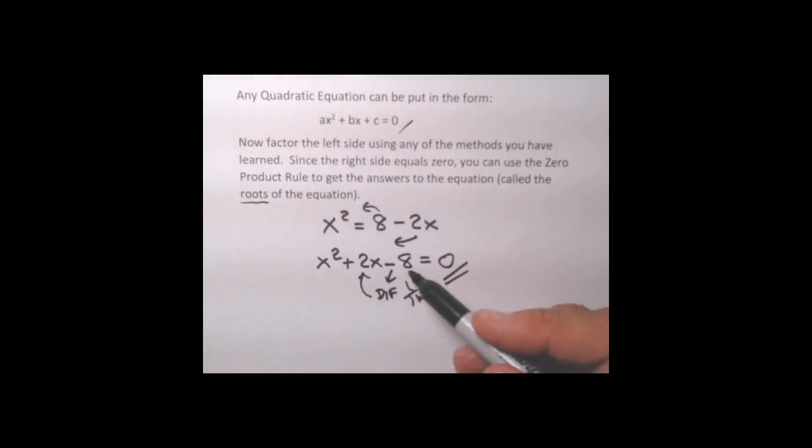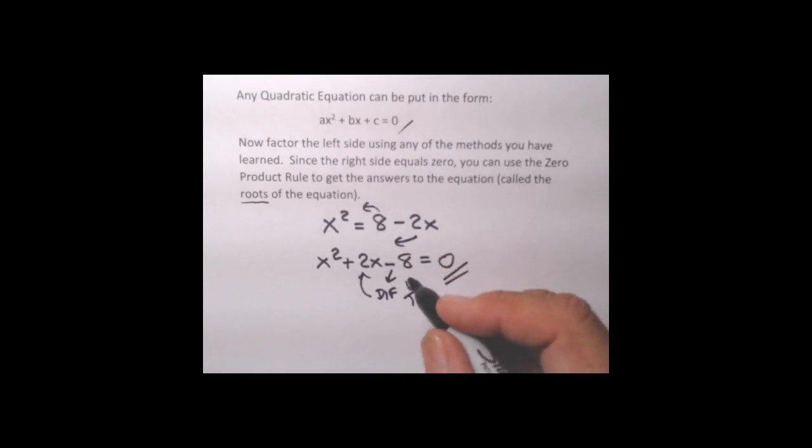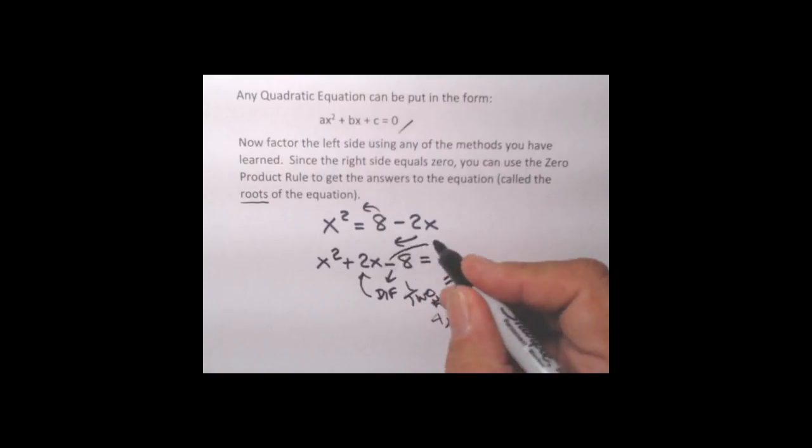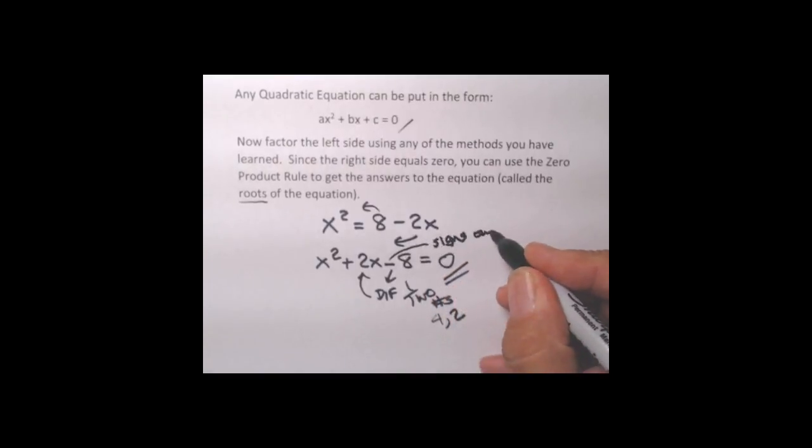Two numbers that multiply together to give me 8, whose difference is 2. How about 4 and 2? Okay. 2 times 4 is 8. The difference between 4 and 2 is 2. So this is the winning combination here. Now, of course, you see the minus here in front of the last term? That meant, of course, the signs are one of each. In other words, a plus and a minus.